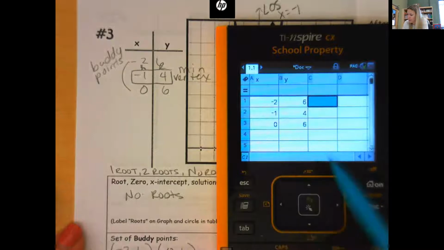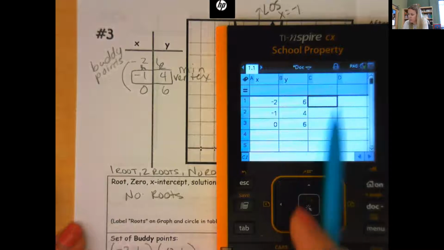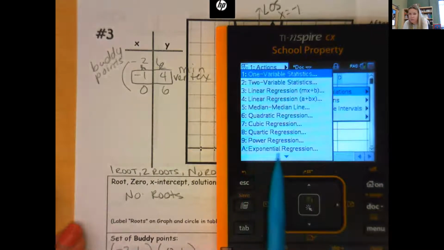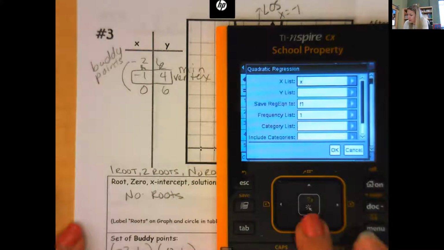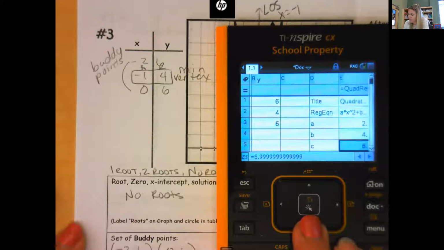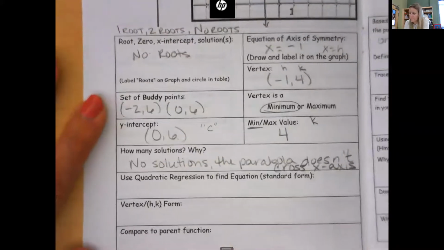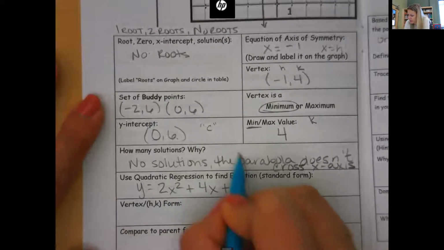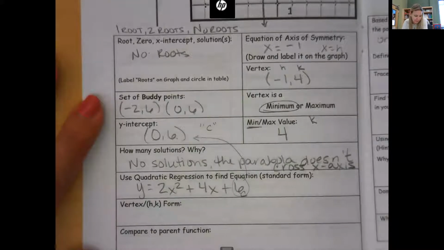Now remember, when we go to cell C1, it needs to be blue. If you have a cursor blinking in this, it's not going to work. So it needs to be blue. Menu 4, 1, and this is not exponential. We've done that. This is quadratic. So we're going to say number 6, X, Y, enter, enter. So here is our equation, 2x squared plus 4x plus 6. So y equals 2x squared plus 4x plus 6. And look, C is our 6 and you can see it is here, our y-intercept.